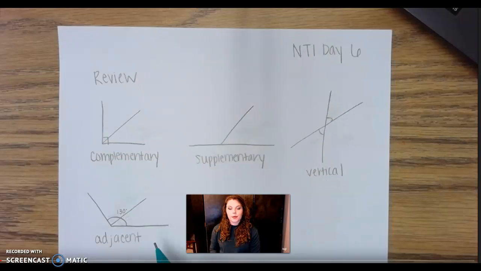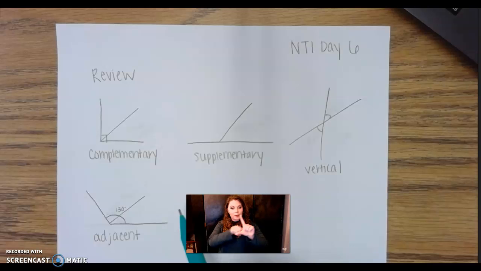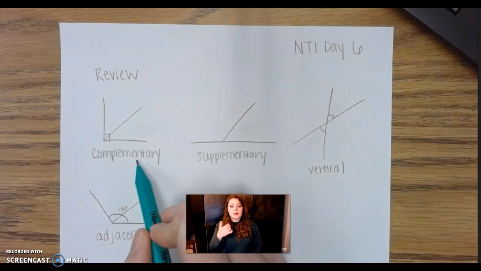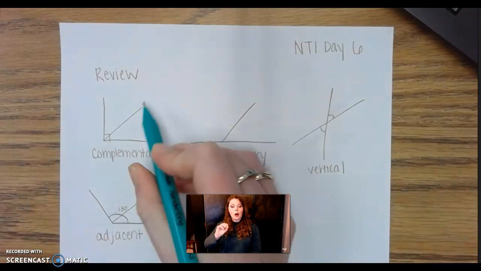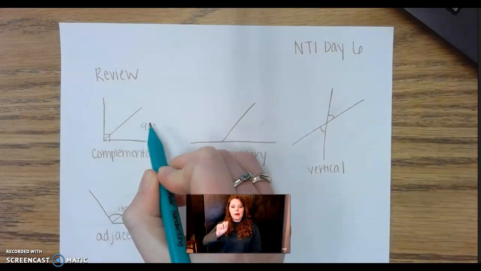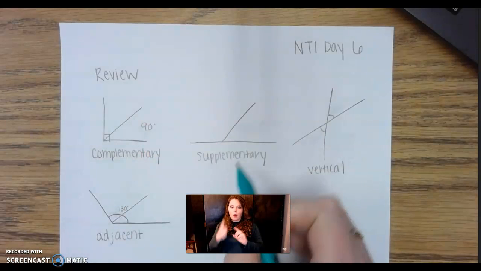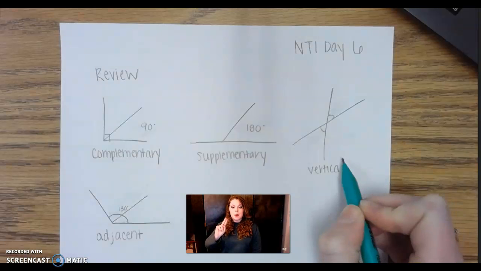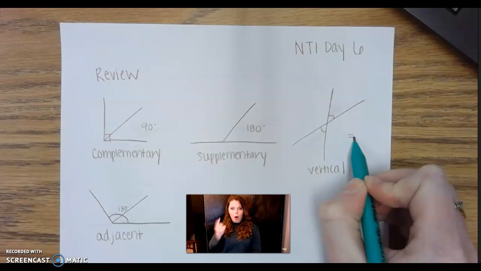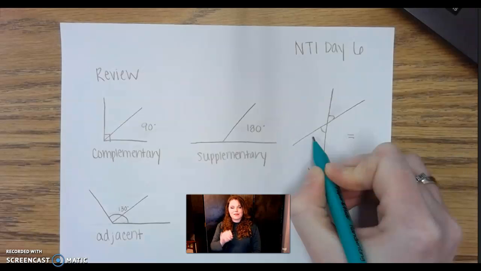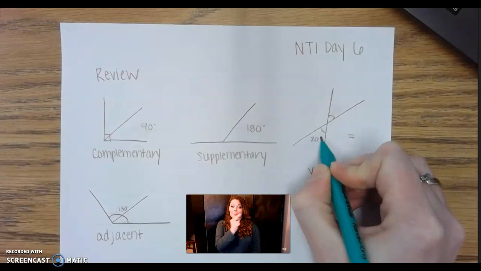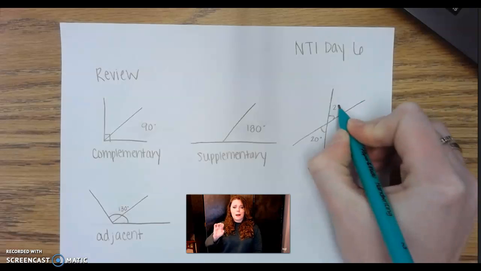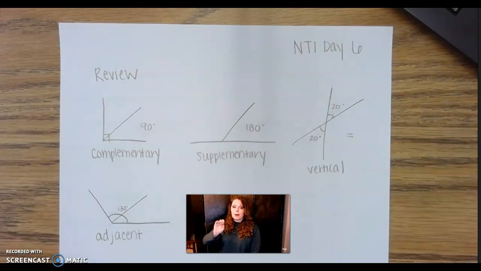for a missing angle. Some of the angles that we had were complementary, and those angles will always add up to 90 degrees total. Supplementary will always add up to 180 degrees total. And vertical angles are always equal to each other, so it really just depends. For example, if this was a 20-degree angle, the one across from it will always be 20 degrees as well.